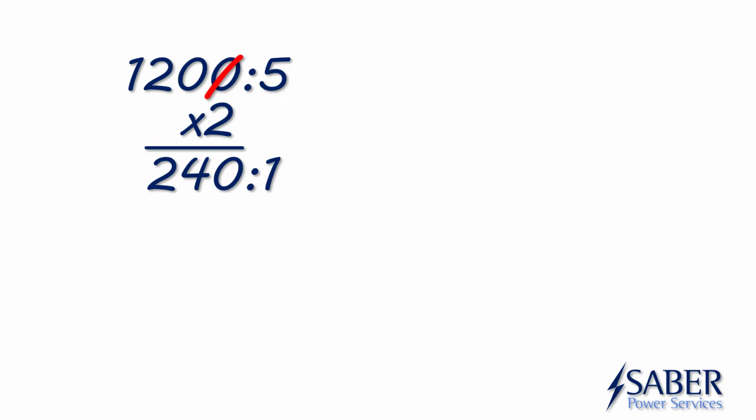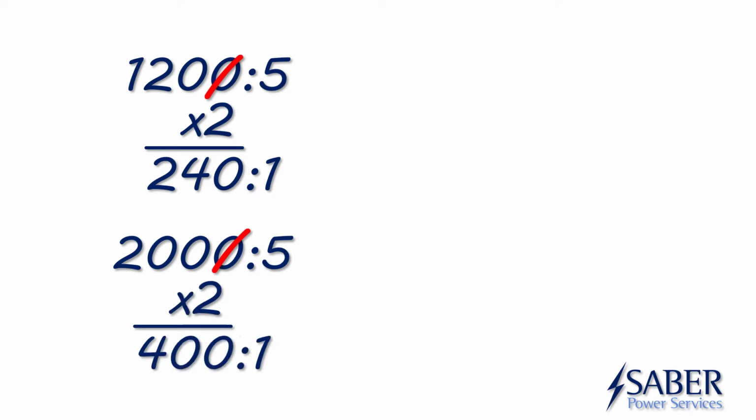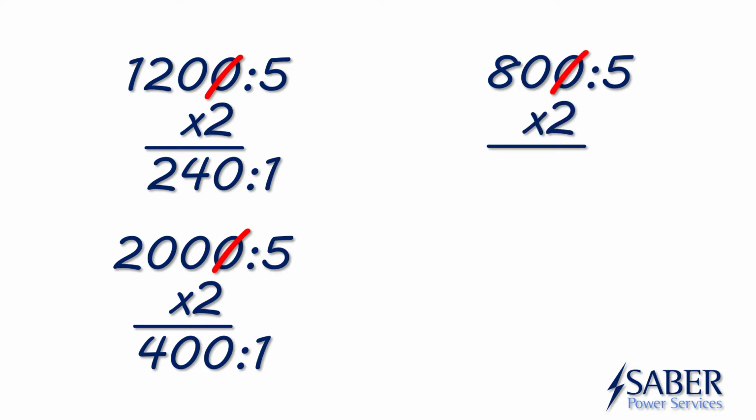So let's try a couple. 1200 to 5 CT. Take off the last 0. Multiply 120 by 2. Simple, right? 240 to 1. How about this? 2000 to 5. Take off the last 0. Multiply by 2. 400. I like this method. 800 to 5. Take off the last 0. Multiply by 2. That's right.